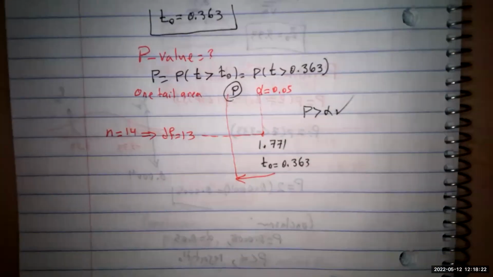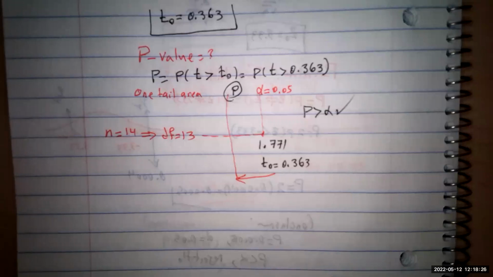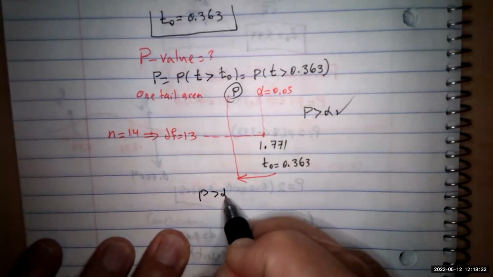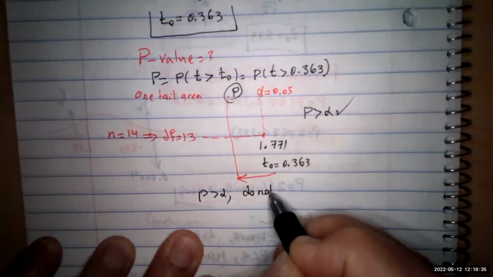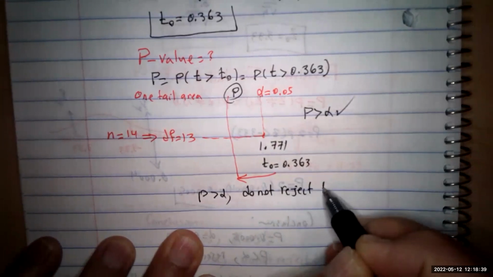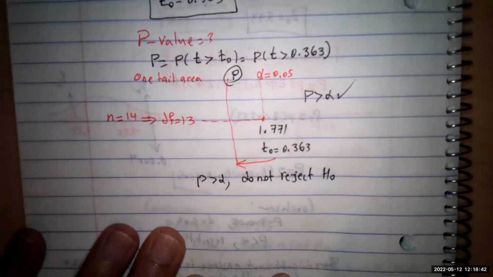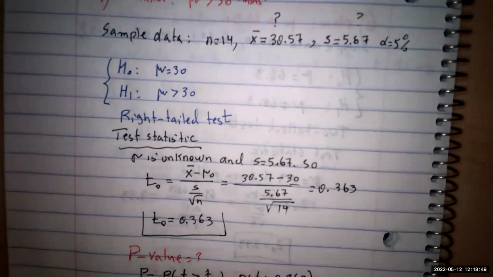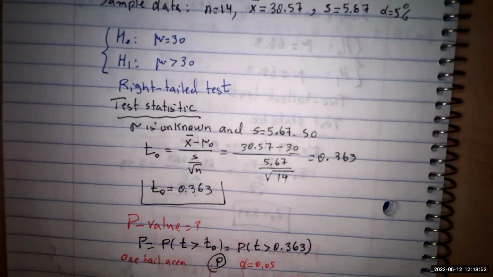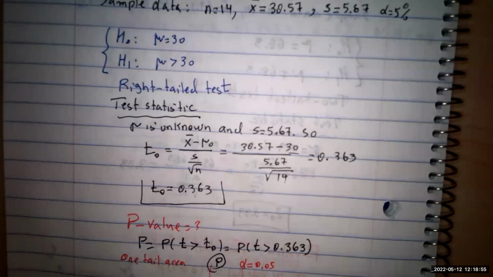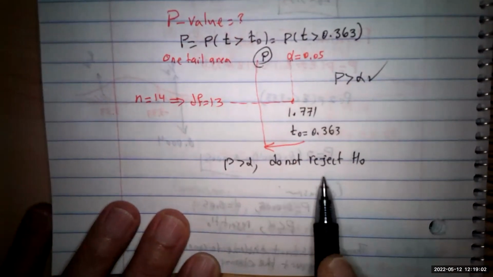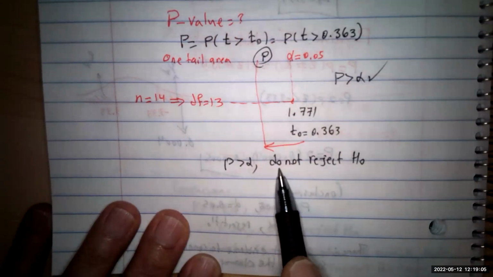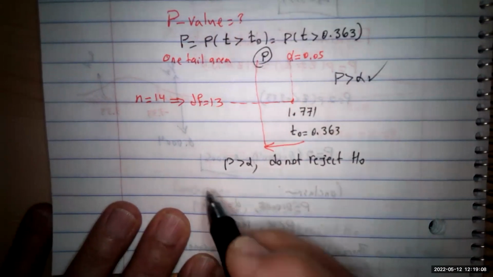If you don't like it, you can use your calculator to find the exact value of the P. And you know that the P is bigger than alpha. So do not reject the H naught. Do not reject the H naught means you like H naught. What was the H naught? It was the fact that mu is 30 minutes. So if you like the H naught, you are not going to like the other one, so you are going to reject the other one. That was the claim. So you are going to write something negative about the other one.